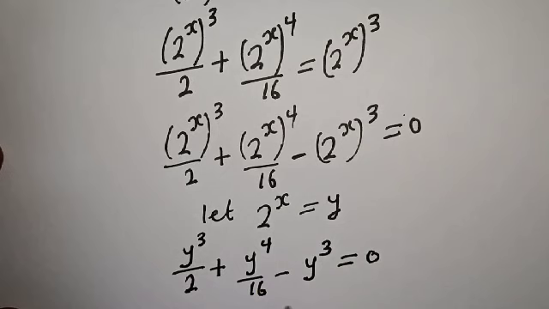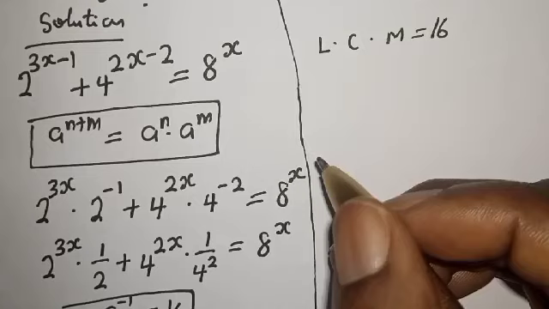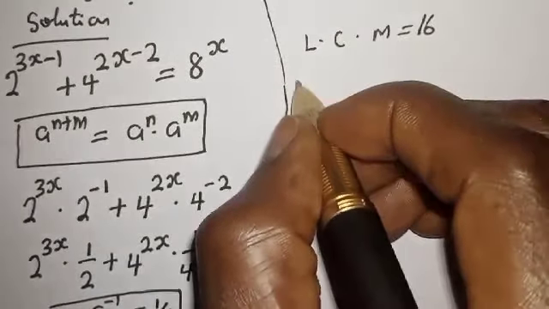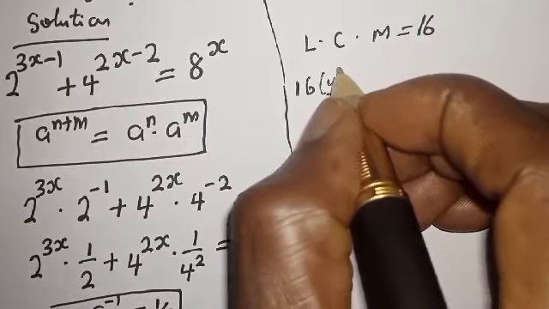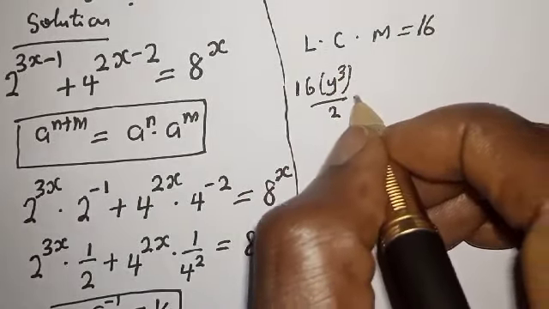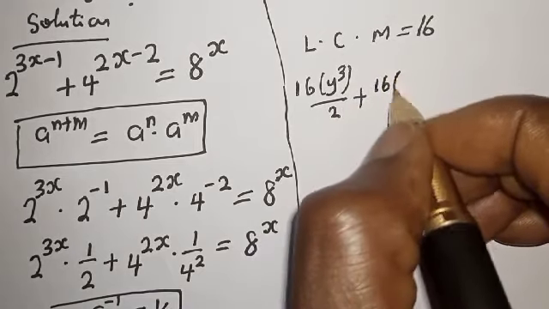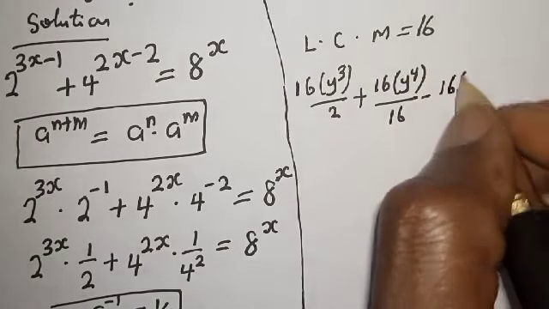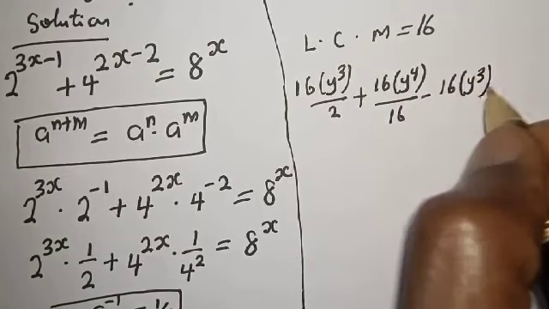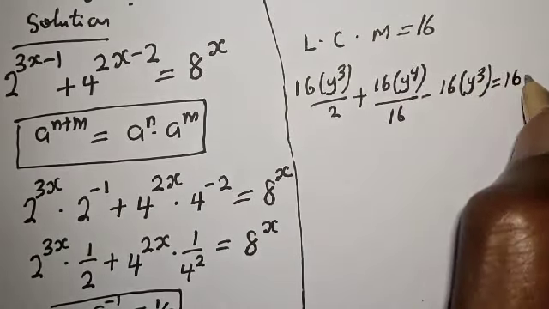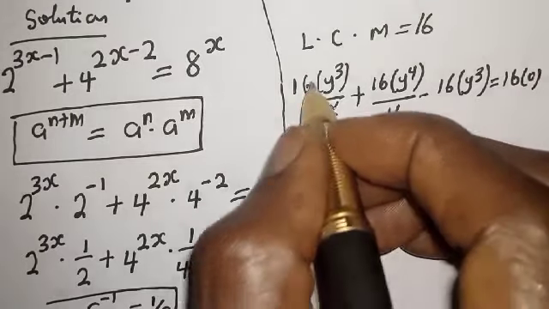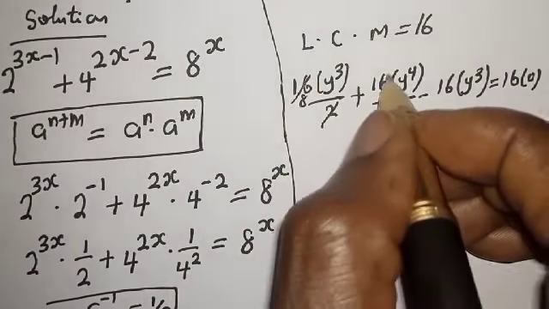Let's find the LCM from here, and the LCM is 16. Since LCM is equal to 16, we can multiply all through by 16. Then we have 16 bracket y raised to power 3 over 2 plus 16 bracket y raised to power 4 over 16 minus 16 bracket y raised to power 3 is equal to 16 multiplied by 0. Then 2 into 16 is 8, 16 into 16 is 1.